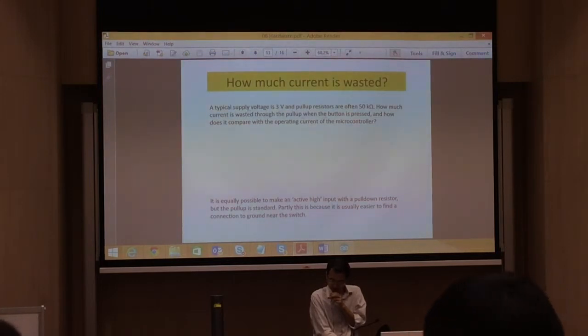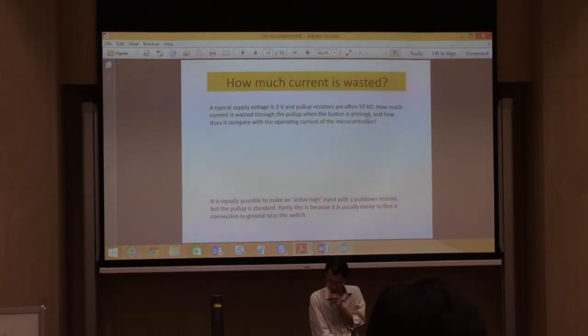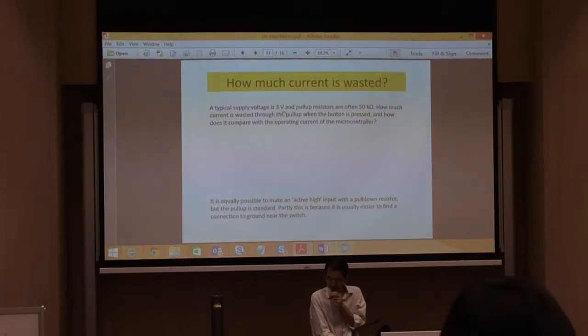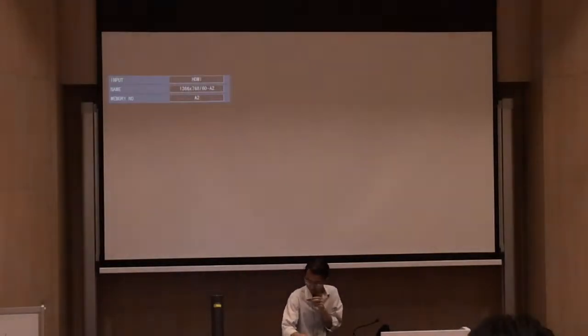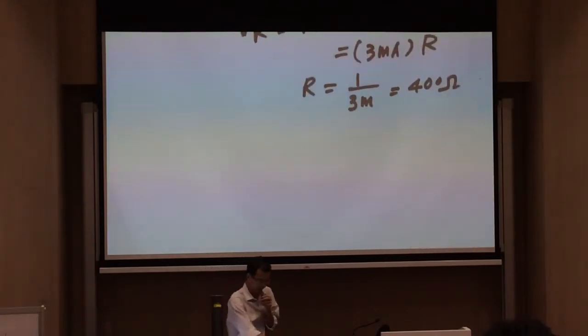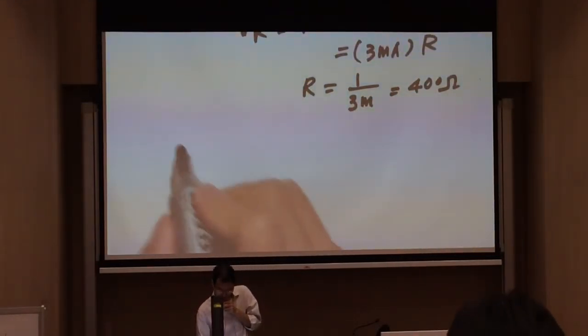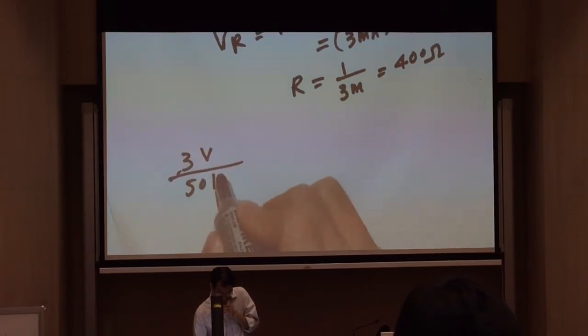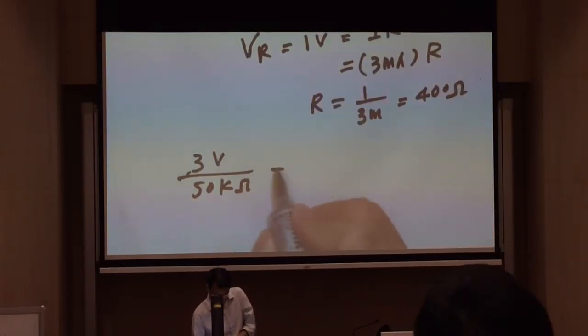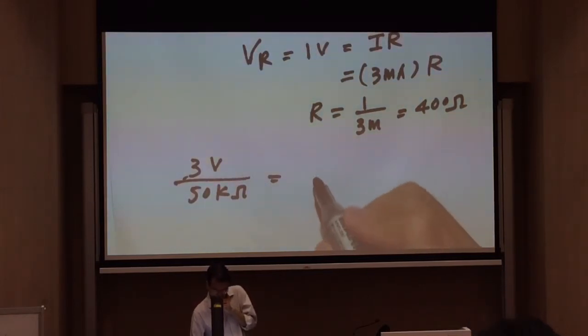Again, this one has a different number. Here it asks if a typical supply voltage is 3 volt and the pull-up resistor is 50 kilo ohm. Just now we said it's 10 kilo ohm. So how much current is wasted? Let me show you again. If it's 3 volt divided by 50 kilo ohm, how much current does this give you? Basically, this is in milliamp.